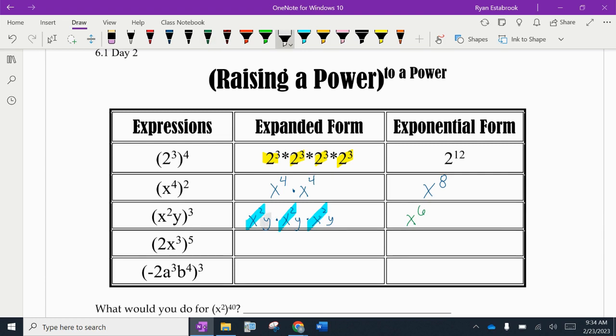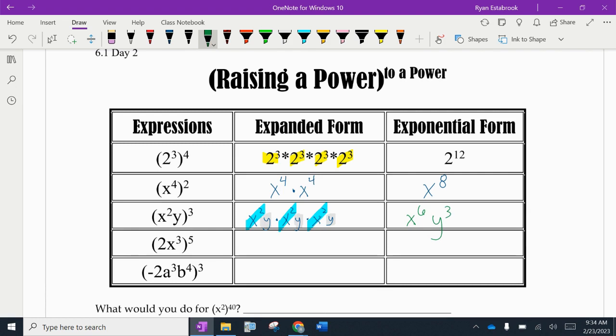Then we have y times y times y. Those all have the same base, and that base is y. There is no exponent written, but it's an implied 1. So 1 plus 1 plus 1 is 3. And there's our exponential form for this one.